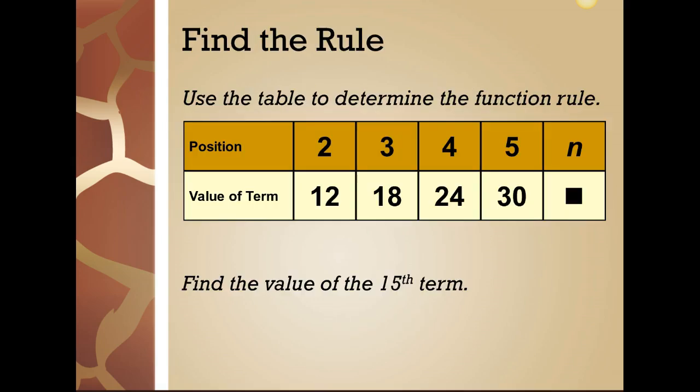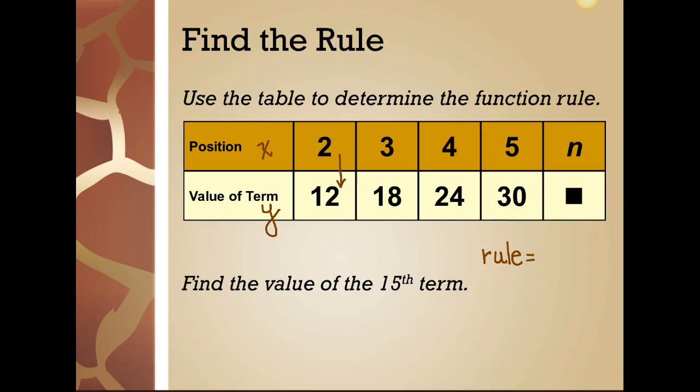Let's take a look at a table to determine a function rule, and then we will find the value of the 15th term. When we're looking at these tables, the position is going to be the x, or input value, and the value of the term is going to be the y, or output value. When we read these tables, we go from the position to the value of the term, or the top to the bottom. So if we put in 2, we get out 12.